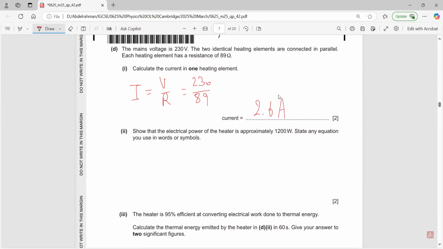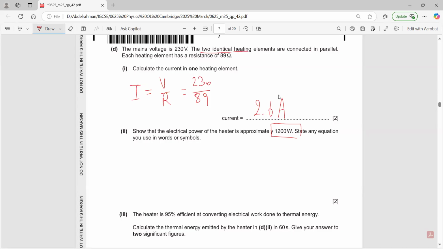Show that the electrical power of the heater is approximately 1200 watts. State any equation you use in words or symbols. First of all, you need to think about this question. How many heating elements do you have? You have two heating elements.